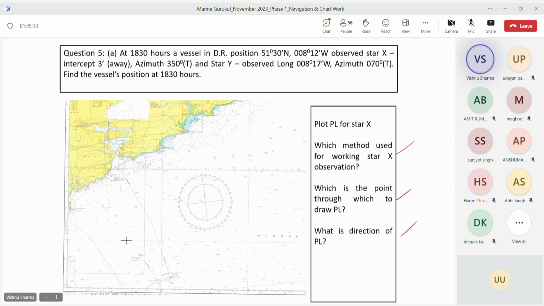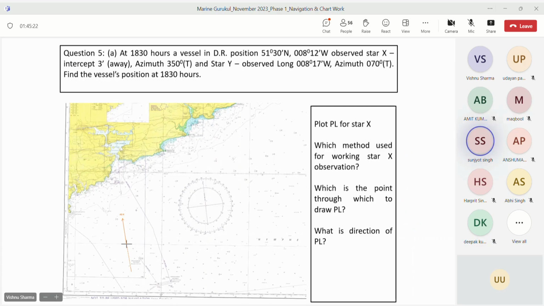So this is the DR out here. For star X, the azimuth is 350. Intercept is away. So I have marked with dotted line on the opposite side, and I measure 3 miles distance. And I mark that point somewhere here, right? ITP will come on the opposite direction in this case. Why? Because it is 3 miles away, correct, guys? Yes, sir.